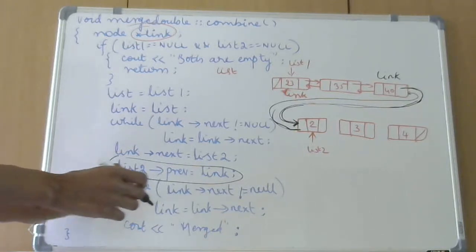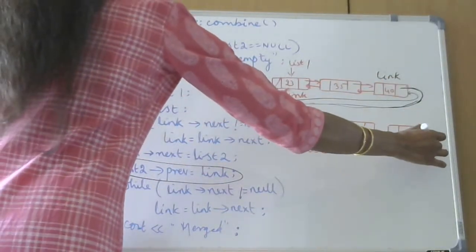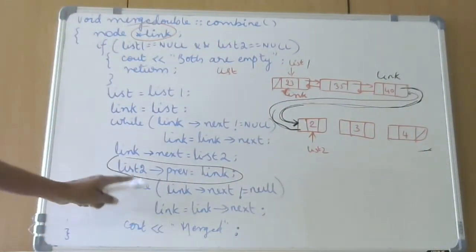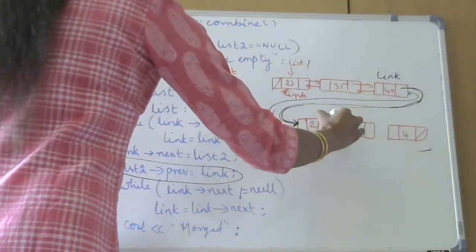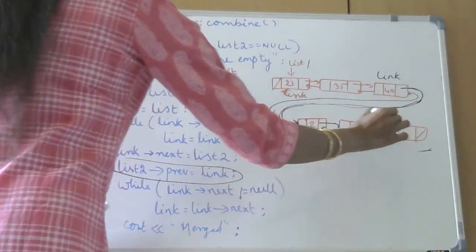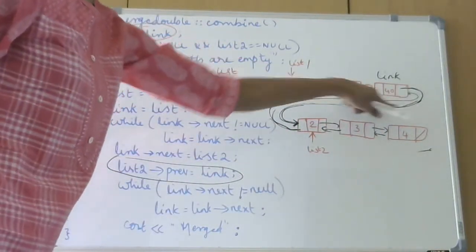Okay. So now, again I have to come up to here, is it not? That is when it is merged. So again I will start: while link of next is not equal to null, link is equal to link of next. So I am at this point now. I have merged these two.